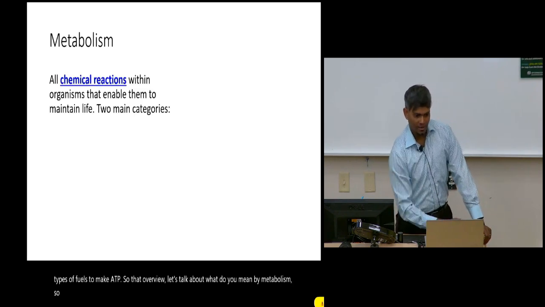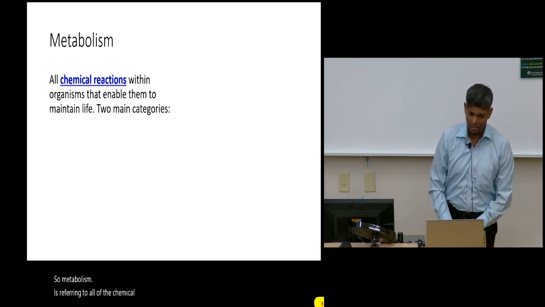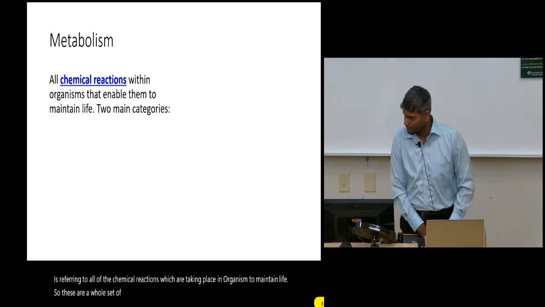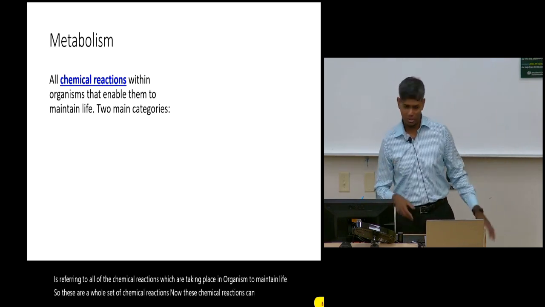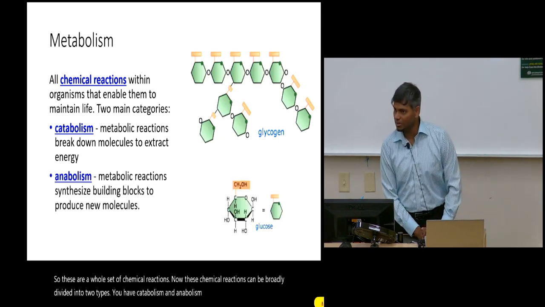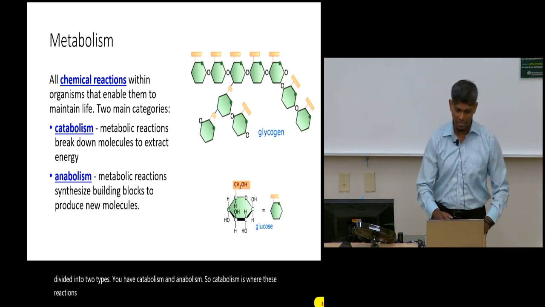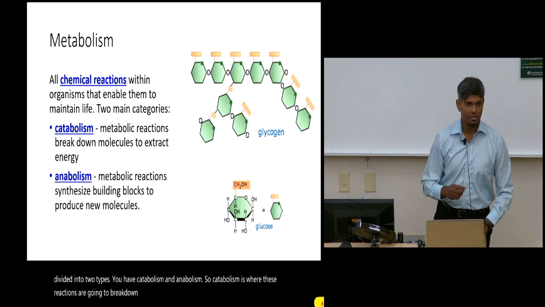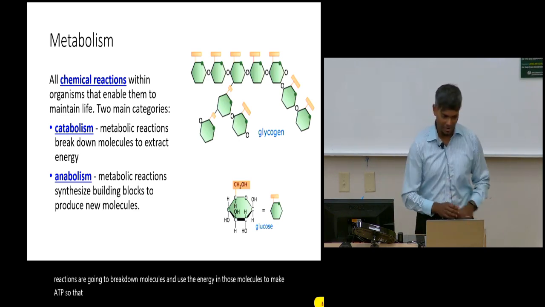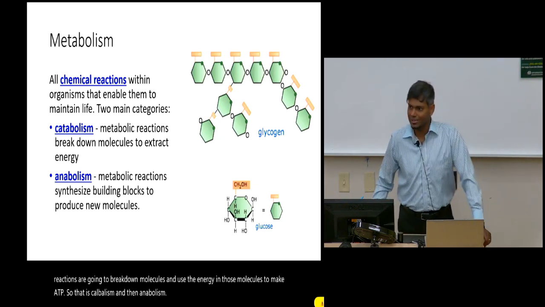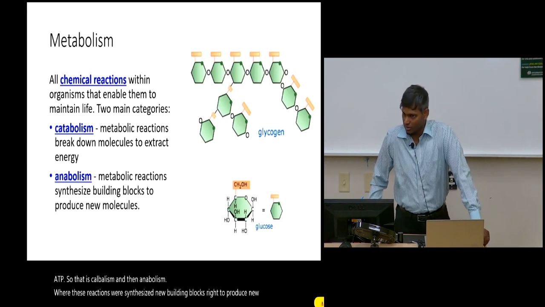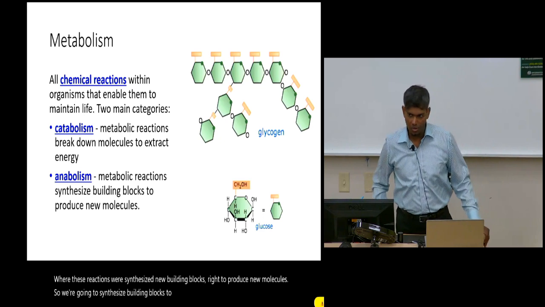Metabolism refers to all of the chemical reactions which are taking place in an organism to maintain life. So these are a whole set of chemical reactions. Now these chemical reactions can be broadly divided into two types: catabolism and anabolism. Catabolism is where these reactions break down molecules and use the energy in those molecules to make ATP. And anabolism is where these reactions synthesize new building blocks to produce new molecules.